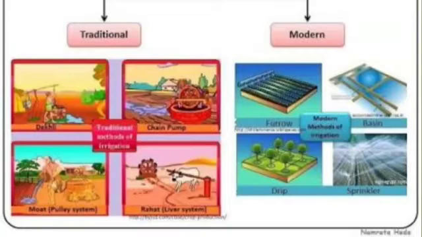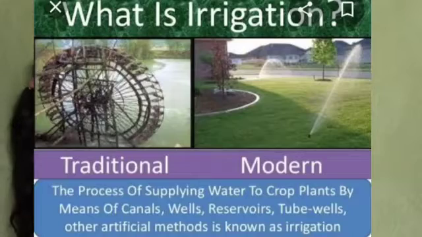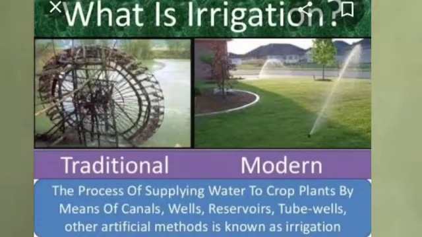Now, what are the traditional methods? There are four traditional methods. First is the moat, which is the pulley system, then chain pump, dhekli, and rahat or the lever system. These are the four types of traditional irrigation.